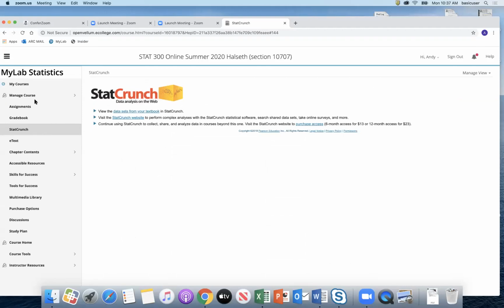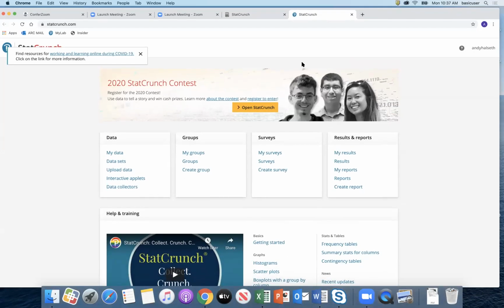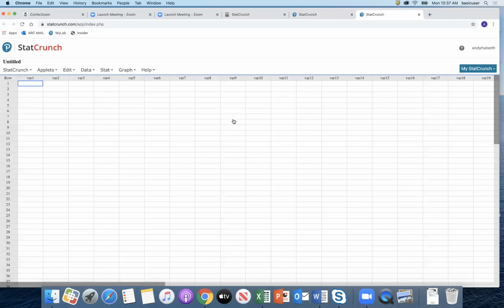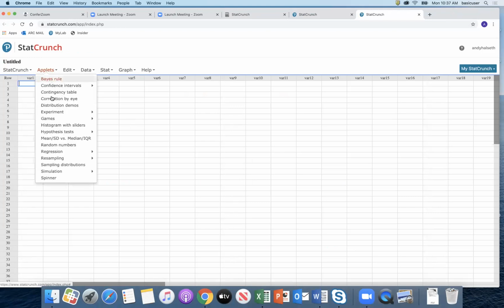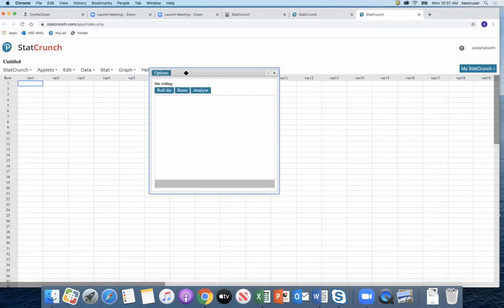So if, just from your MyLab page, you click on StatCrunch, open the StatCrunch website, that will bring you to the main StatCrunch homepage, and then you can click on Open StatCrunch, and that's your main spreadsheet, and then it's under Applets. If you go into Applets, Experiment, Roll Die. So there's lots of different ones you can play around with, but we're going to do the roll die one. All right, and then this will just allow us to roll a die.